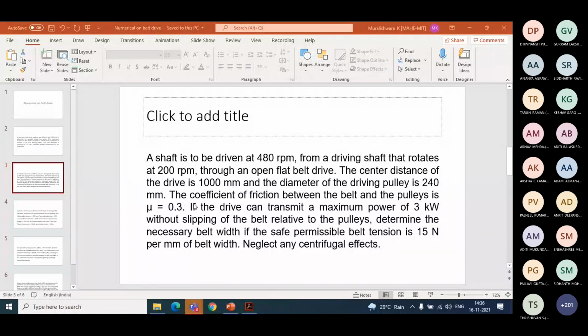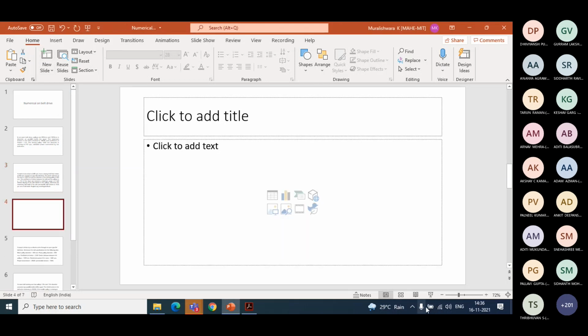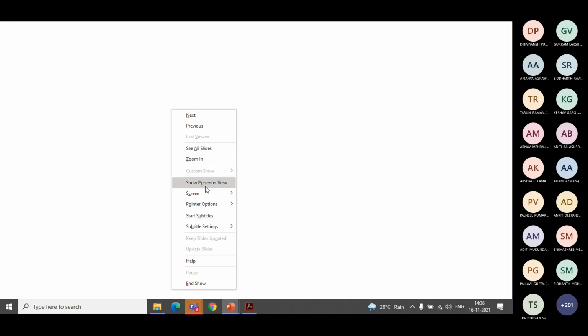Have you got T1 minus T2 and T1 by T2? Finally, you will have only two equations. One is T1 minus T2 equals something, from the power equation. Another one is T1 by T2 equals something, from the ratio of tension equation. If you solve these two equations, you will be able to get T1 and T2, and then you can calculate belt width.